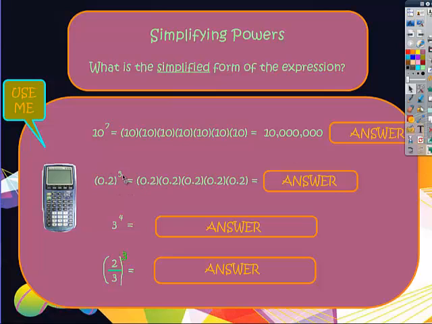Let's try this. 0.2 to the 5th power. So again, using your calculator, you type in 0.2 and then the caret symbol. It's the button above the divide button. It looks like a roof. And you're going to push 5 for the power. So that's 0.2 times 0.2 times 0.2 times 0.2 times 0.2. And you should get 0.00032, a very, very small number. Go ahead and use your calculator to try and figure out these next two. 3 to the 4th power and 2/3 all to the 3rd power.